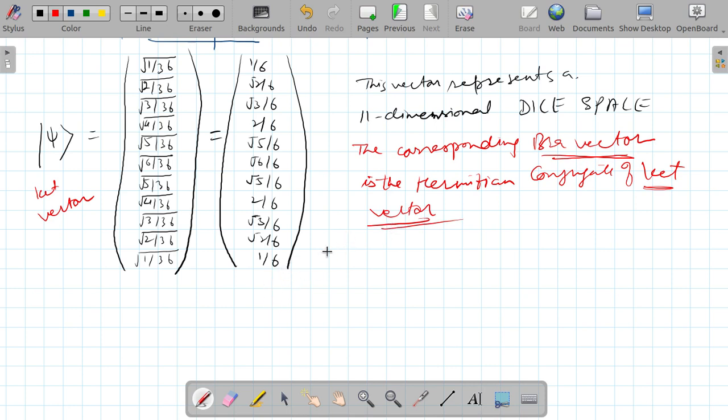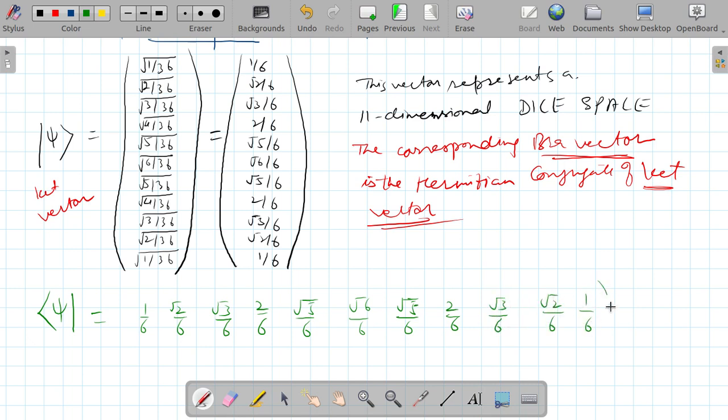So if it is so, then it is represented like this: 1/6, √2/6, √3/6, 2/6, √5/6, √6/6, √5/6, 2/6, √3/6, √2/6, and 1/6.